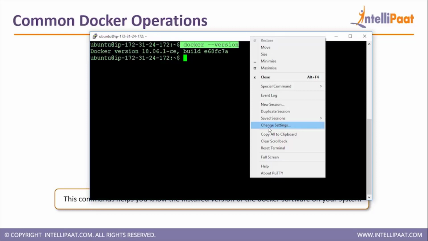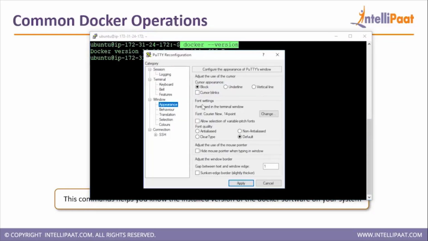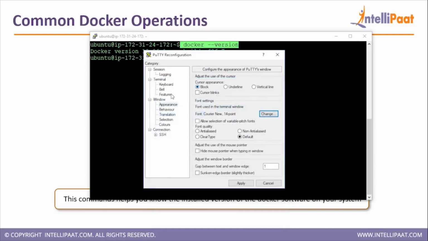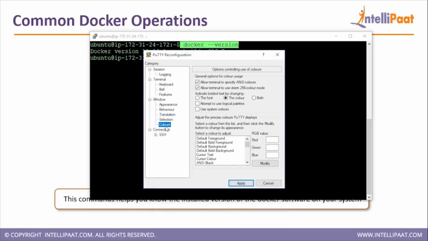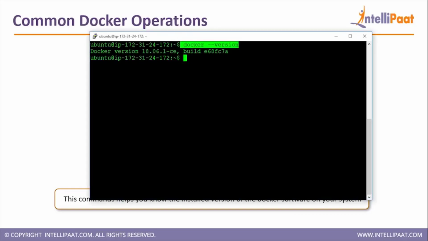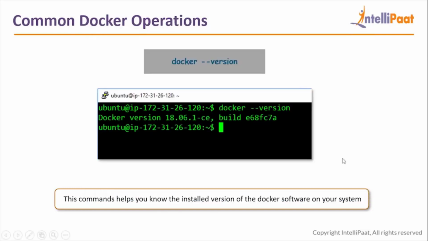Let me quickly change the color of the terminal because I feel that this color is a little dull, so that it becomes better for us to see. Just give me 1 second. All right, much better. So when we pass this command docker version, you get the current Docker version that is installed on your system along with the build name. And this is exactly what this command does.